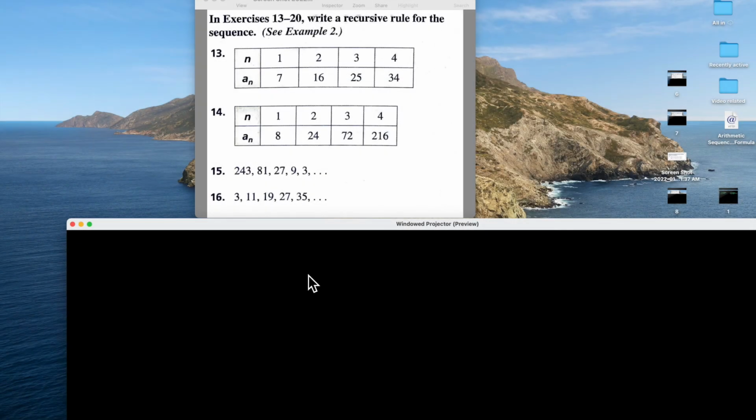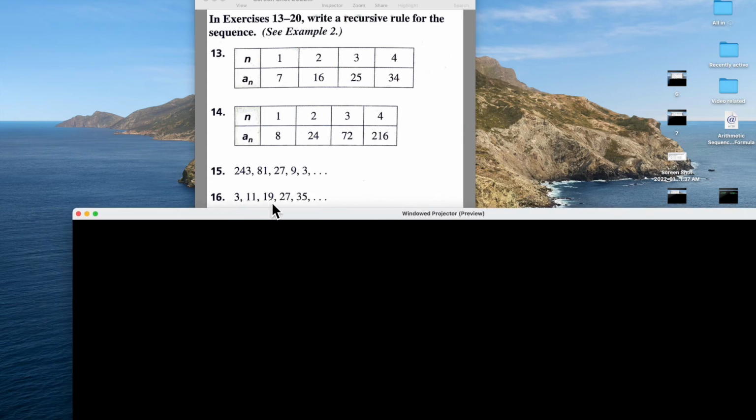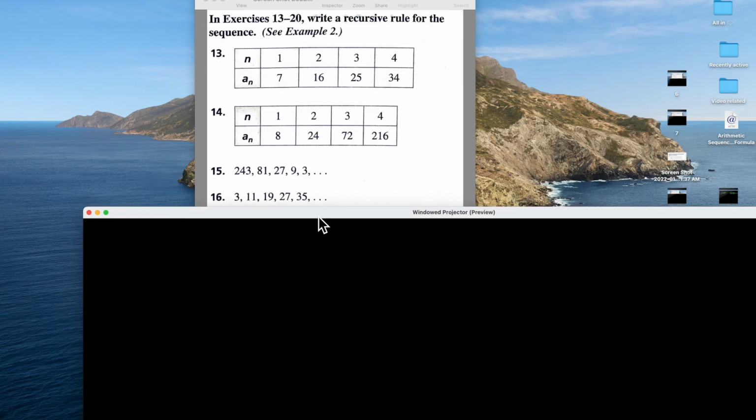Okay folks, continuing on with this section where they want us to write a recursive rule for the given sequence, let's jump down to number 16. Now look at the difference between 16 and the one we did previously, 13. In 16, they give you the values, but they don't give you the n numbers. That's okay. We know how to do that. So let me write the numbers of the sequence down first, and let's write our recursive rule.